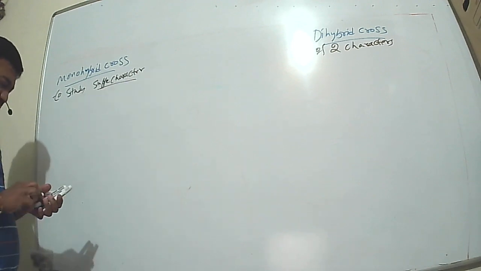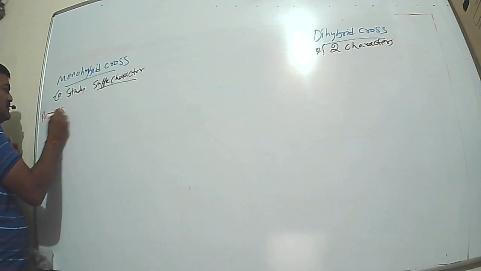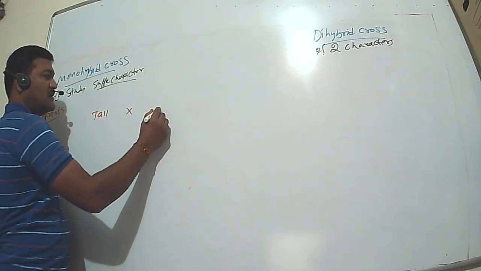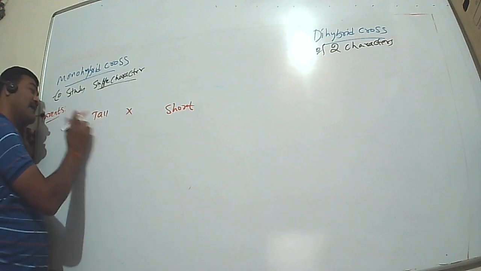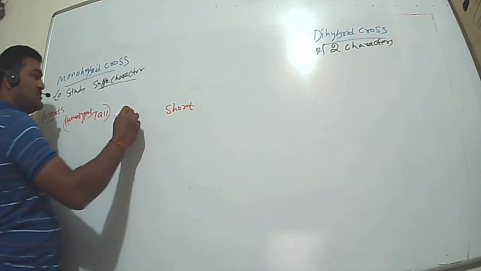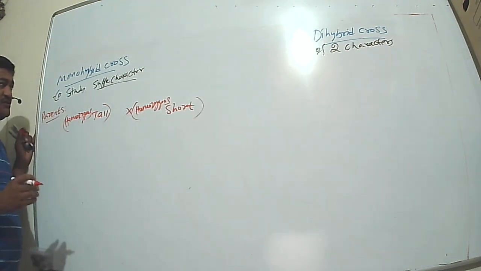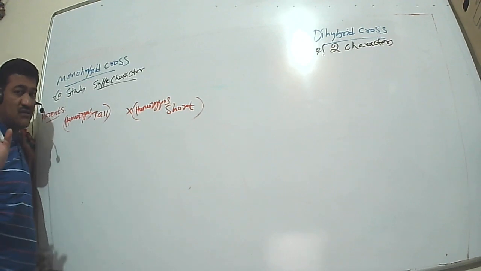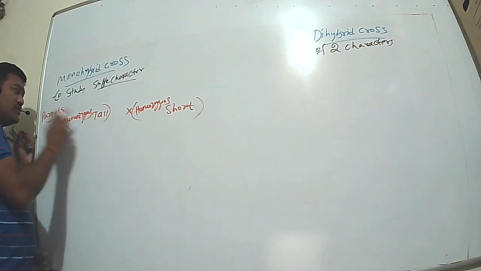For example, let's think I am considering two parent plants. One parent is a tall parent. I'm crossing it with another parent which is a short parent. I consider a homozygous tall plant, or a pure tall plant, crossed with a pure short plant, a homozygous short plant. Because generally we start our genetic experiments or crosses with pure plants. Keep this in mind. We generally start a monohybrid cross or dihybrid cross with pure, homozygous plants. So here it's homozygous tall.